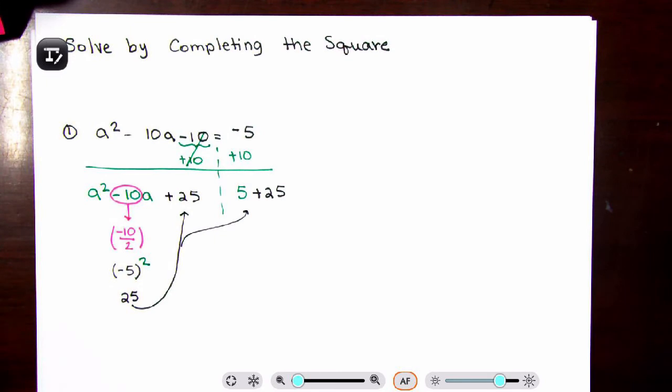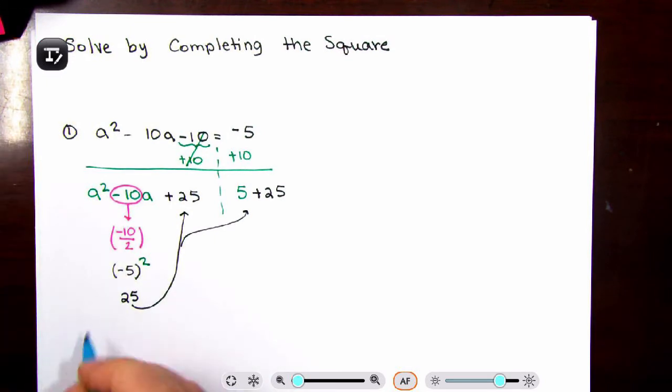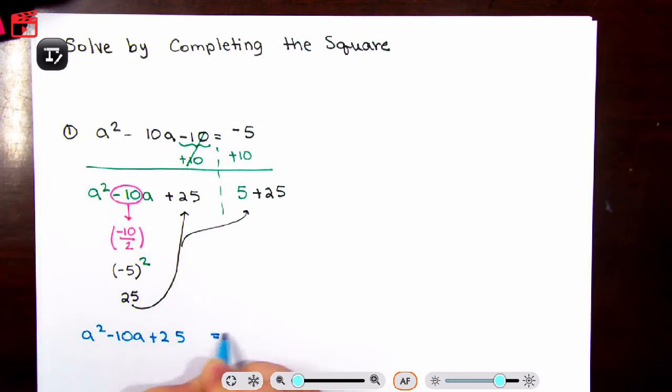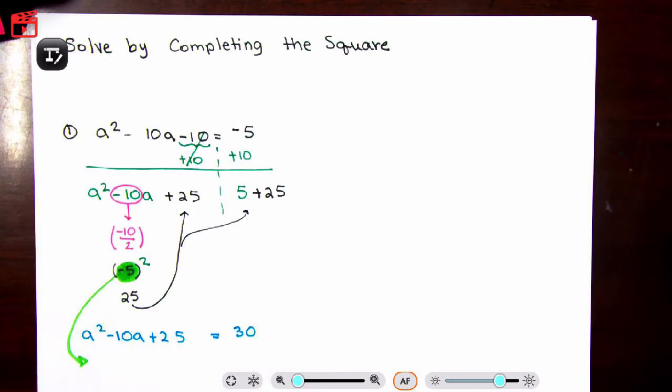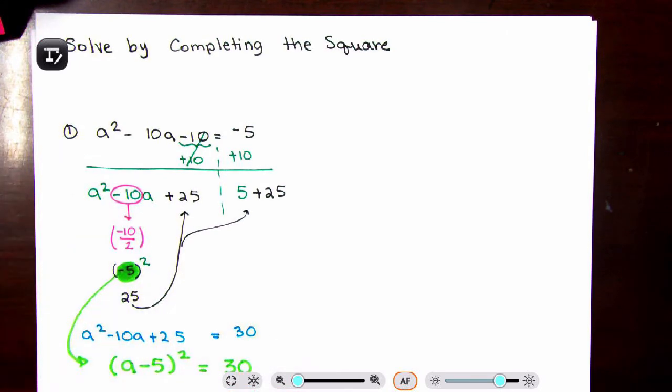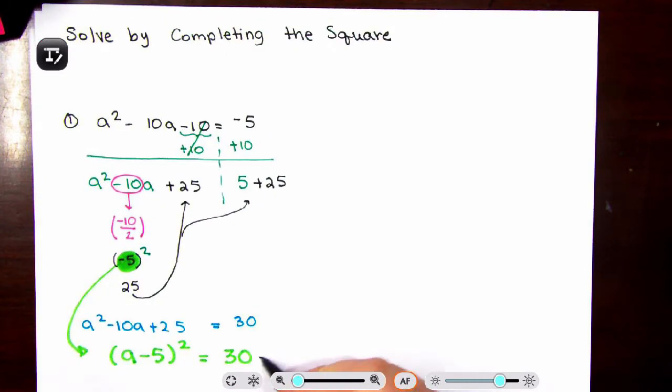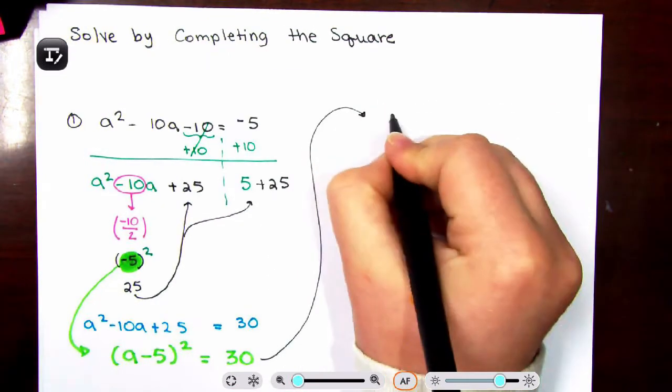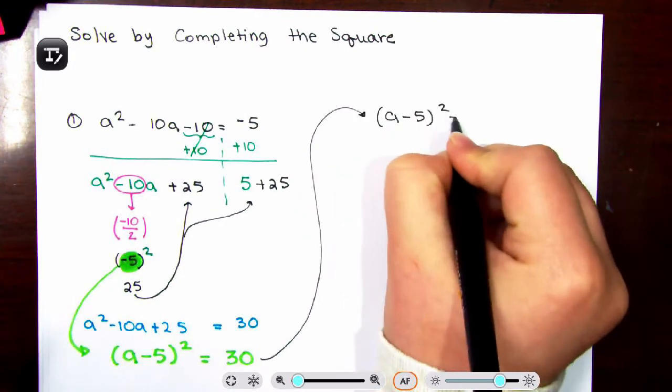So our next step is to write this in factored form. So I have a squared minus 10a plus 25 is equal to 30. I'm writing this in factored form. Because we already know what our factor is going to be, our factor is going to be our b value divided by 2. So this negative 5 is our factor. So I'm going to write this as a minus 5 squared is equal to 30. I'm going to shift this over here since I have more space. I'm going to rewrite this as a minus 5 squared is equal to 30.